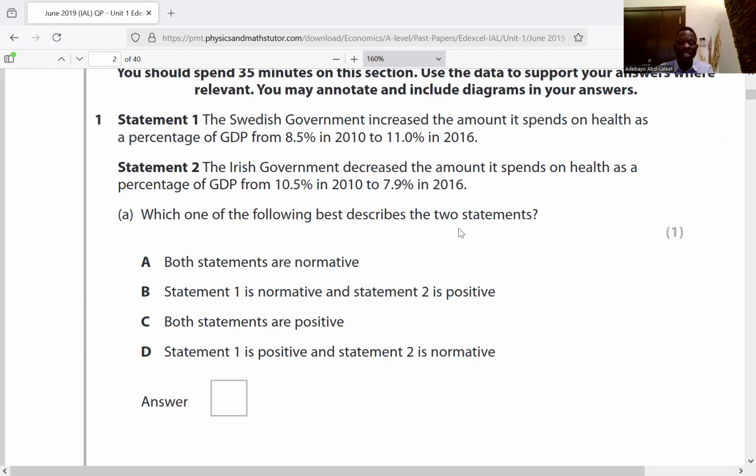Option C, both statements are positive. Yes, both statements are positive. Why? Because both statements can be considered true or false based on data that you can use to check the accuracy of the statement. So the answer is C. But let's look at D. Statement 1 is positive. There's nothing like a normative statement here. So the answer is C. Is it clear? Any question about that?